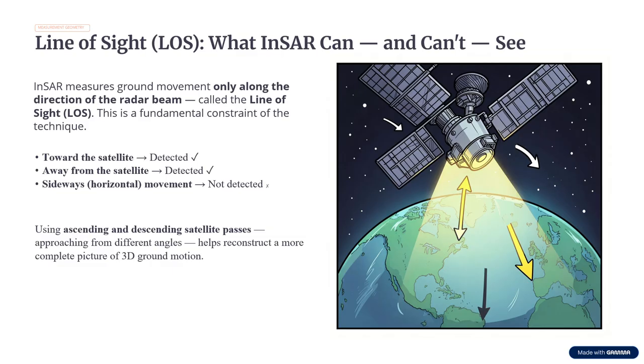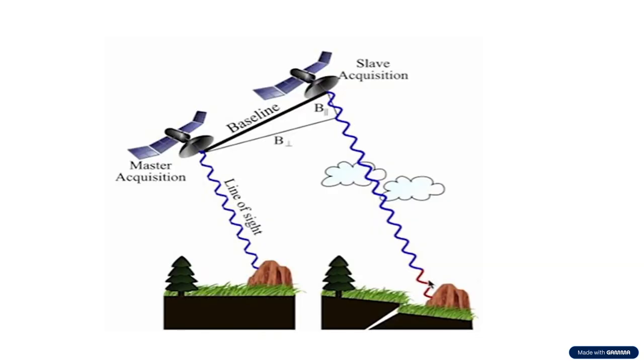Suppose, take an example. If the ground moves towards or away from the satellite, InSAR detects it very well. However, if the ground moves sideways, as you can see in this second figure, the ground has actually moved sideways, then the satellite cannot measure the movement accurately. As you can see, the red part in the radar wave is showing that due to ground movement or sliding of ground, it's not able to measure that movement accurately.